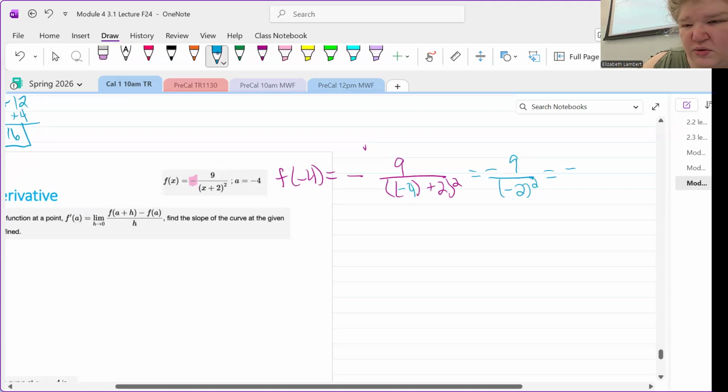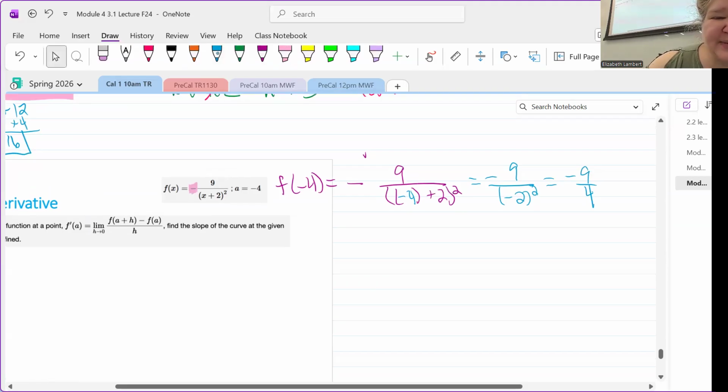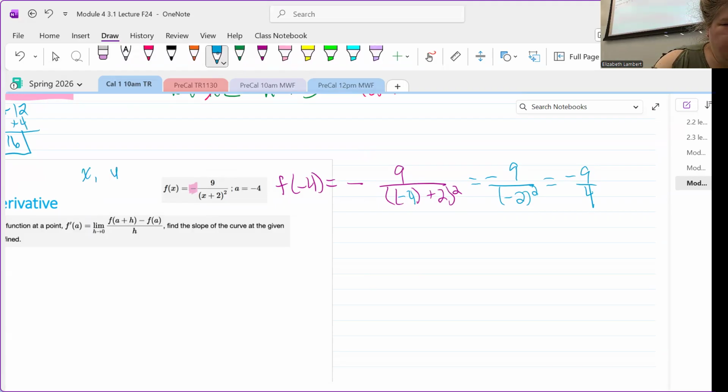So -9/4. So that means the x1, y1 point is -4 for the x value and -9/4 for the y value.